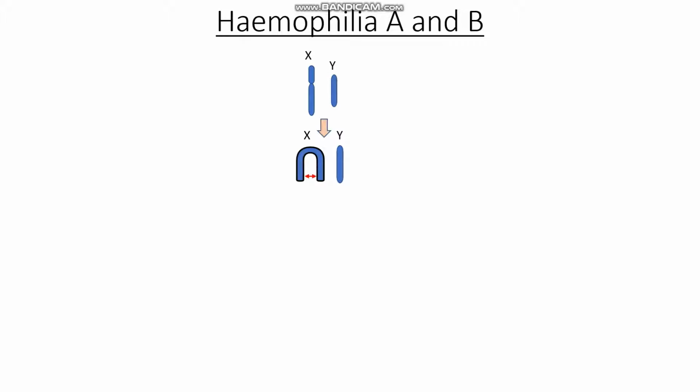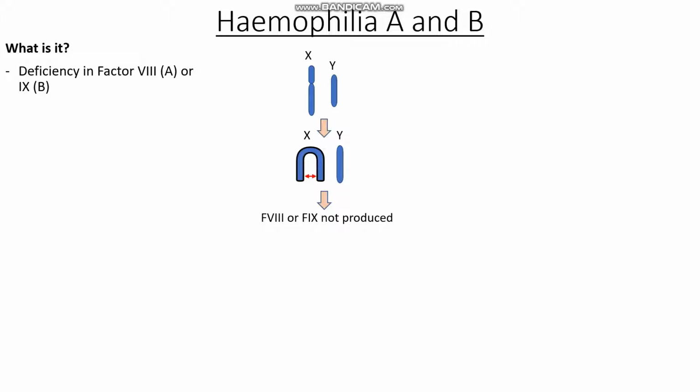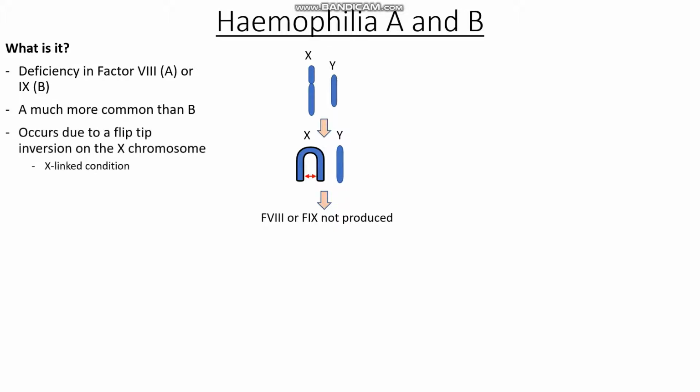And because the X chromosome has bent around itself, genes can start to cross over and switch over, and therefore we get disruption to, or messing up of, our factor VIII and factor IX gene, meaning that we end up producing reduced amounts or not at all of factor VIII and factor IX. So hemophilia, therefore, is a deficiency of either factor VIII in hemophilia A or factor IX in hemophilia B. And usually factor VIII deficiency is significantly more common. And this occurs, as we saw, due to what we call a flip tip inversion, where the X chromosome crosses around itself, leading to this X-linked recessive condition.